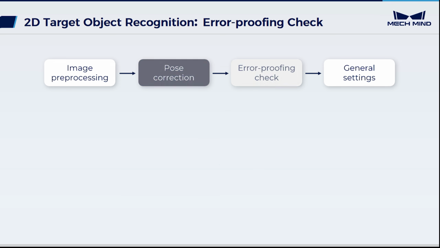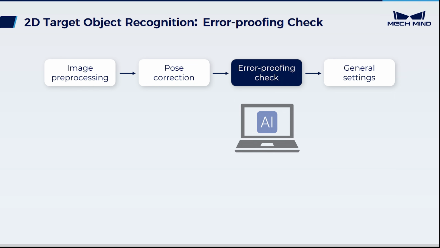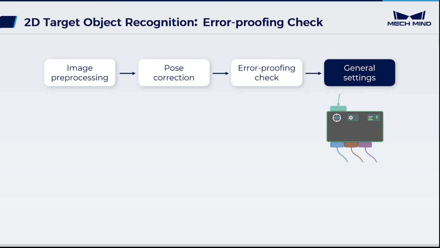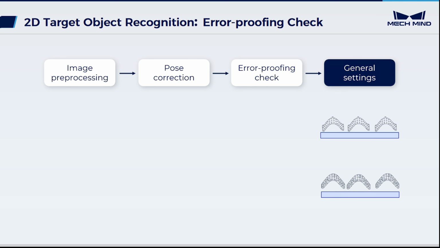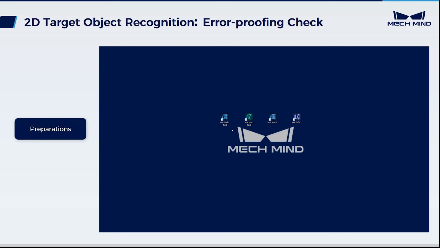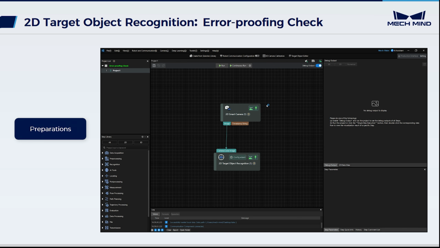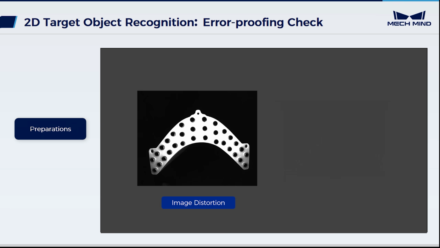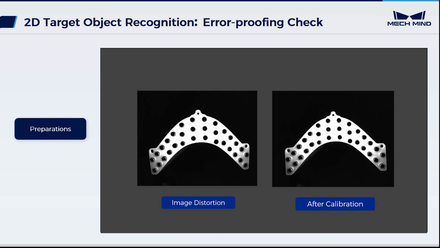In this case, error-proofing check uses Quick AI training model to inspect and classify target objects. General settings let you configure output ports to send the judgment results and status information to the robot for sorting and placement. Now let's move on to the configuration. Open Mech-Vision and enter the 2D target object recognition project. If image distortion exists, please perform distortion calibration first.